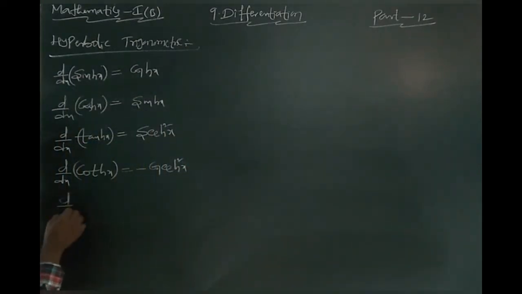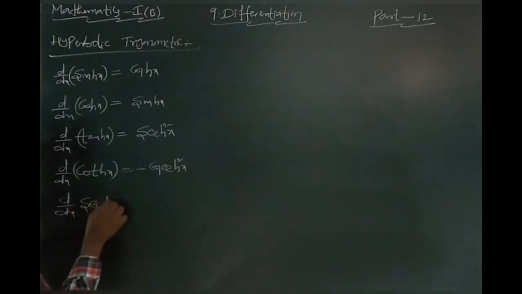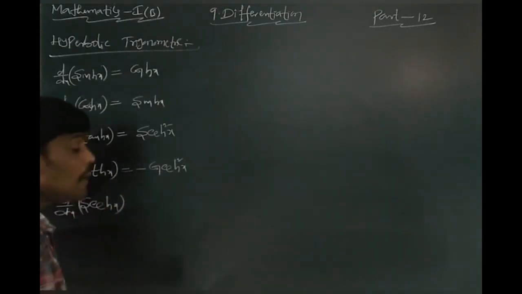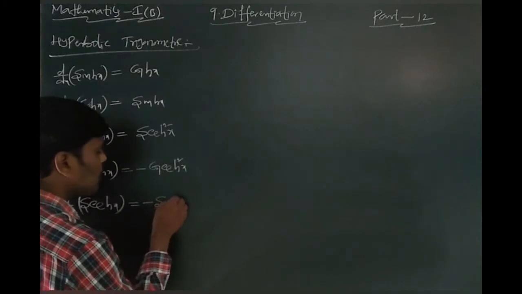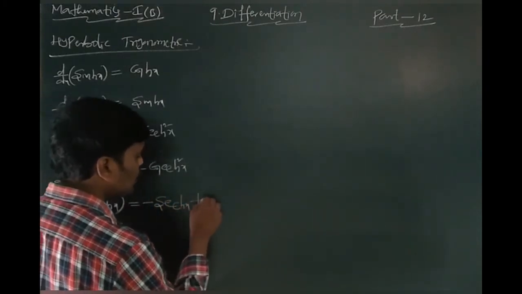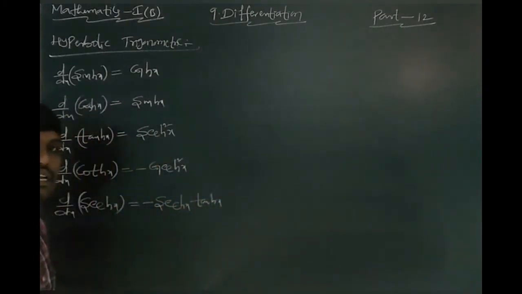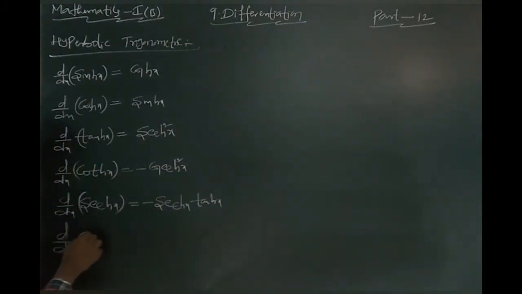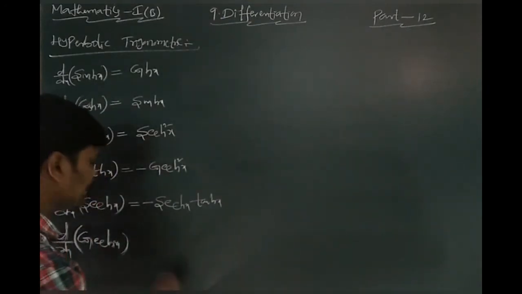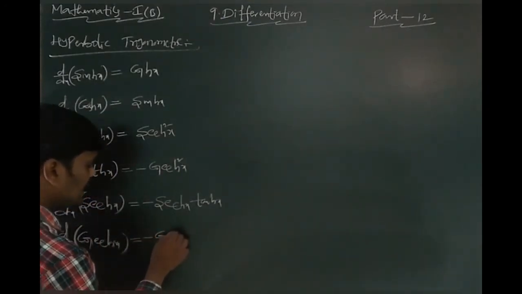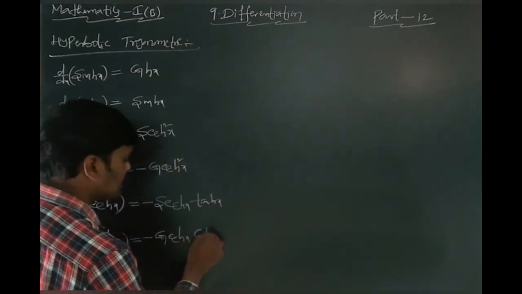Similarly, derivative of secant hx is minus secant hx into tan hx. Similarly, the last formula is derivative of cosecant hx. Derivative of cosecant hx is minus cosecant hx into cot hx.